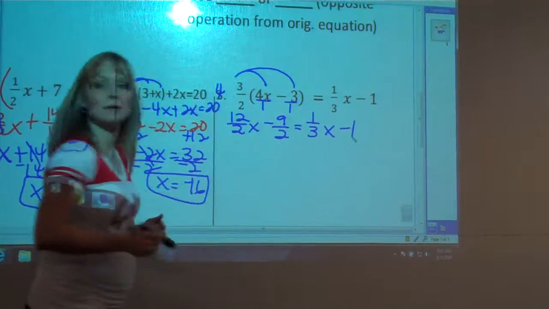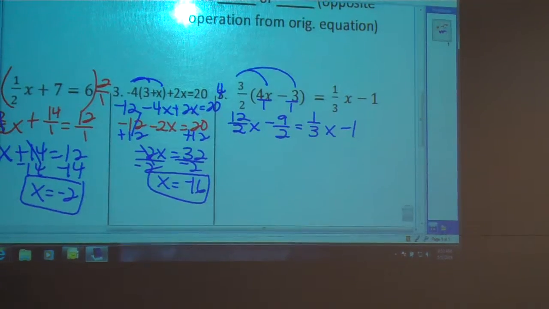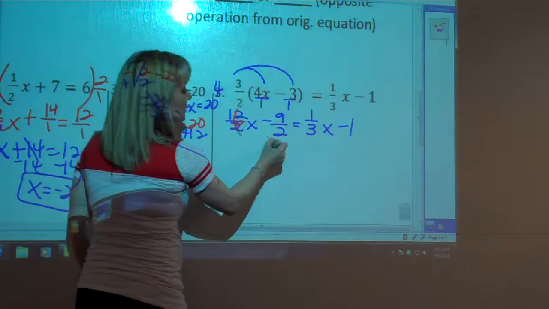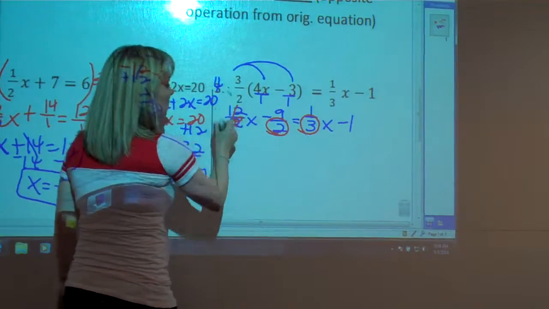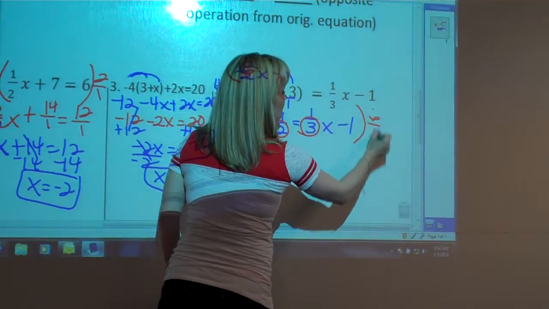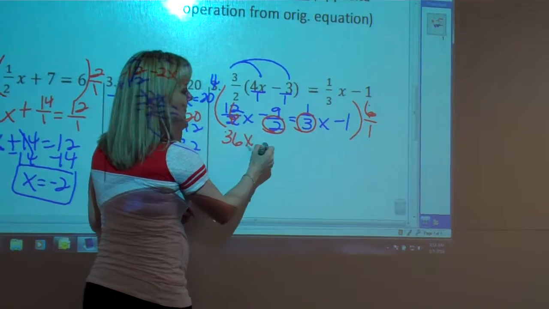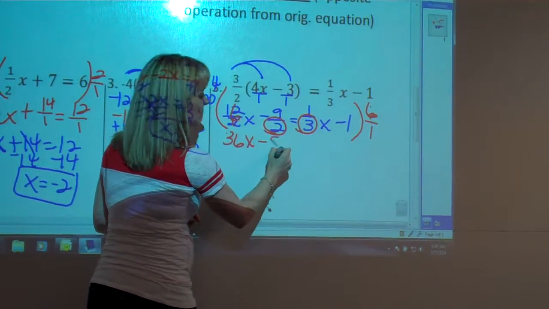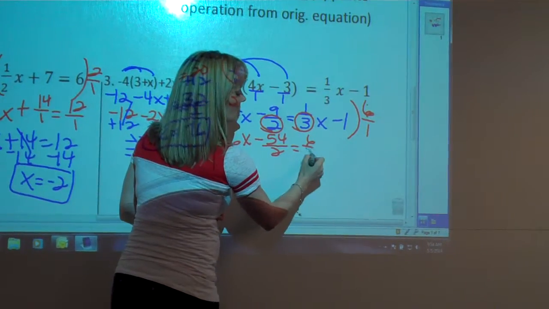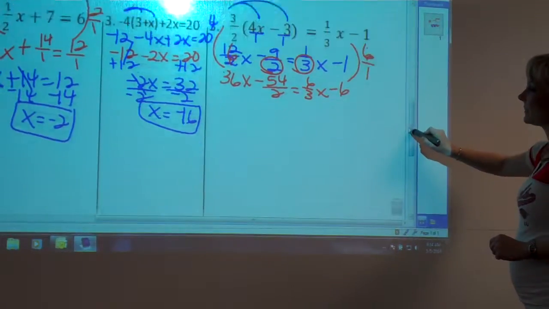Keep everything in line. Did my fractions go away? No. The only thing that simplified was right here. 12 divided by 2 is 6. I still have a denominator of 2 and a denominator of 3. So what am I going to multiply this whole thing by? 6 over 1. Very good. So I have 6 times 6 is 36x minus 9 times 6 is 54 over 2 equals 6 over 3x minus 6. Yes? You follow me?